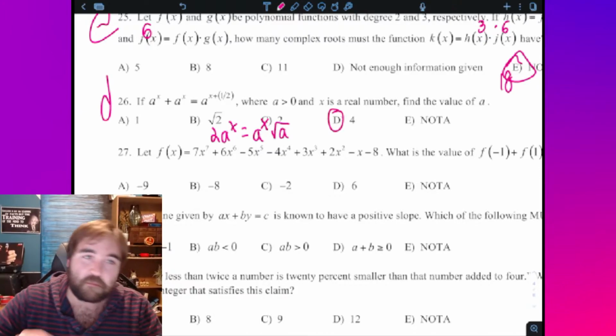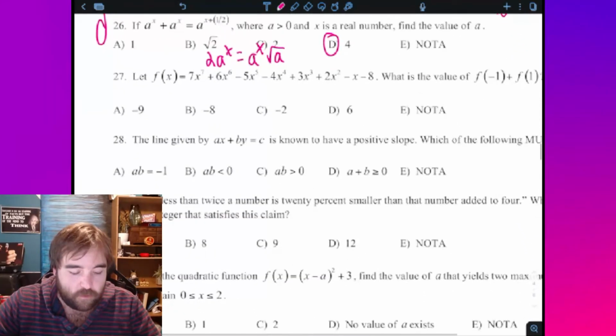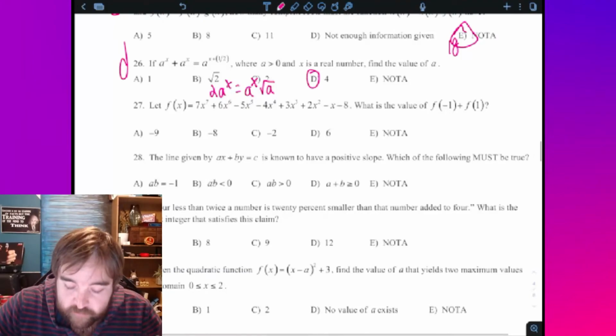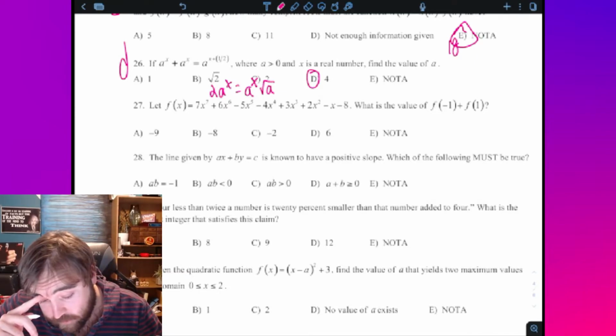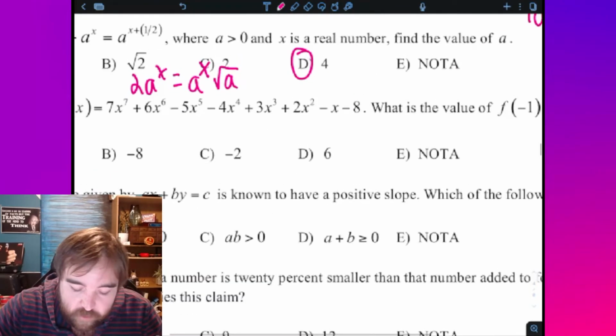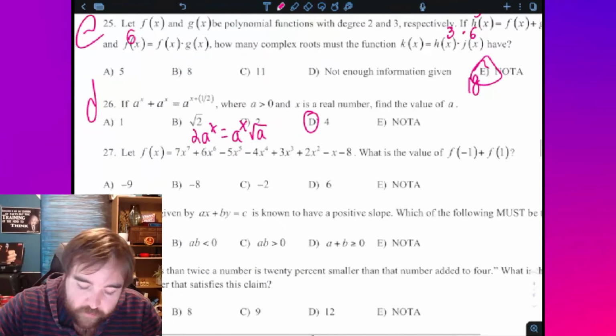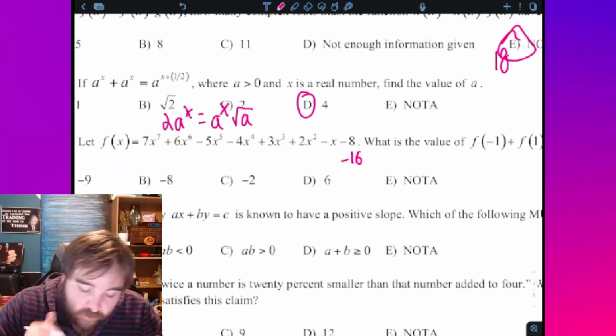Okay. That was a weird one. Let f of x be that. What is the value of those, of 1 and negative 1? Well, it'd be more interesting if it was subtraction. Well, I guess since it's minus, some of them are subtraction. That's the whole deal. So you add them together, that's going to be negative 16. Those are going to cancel out.